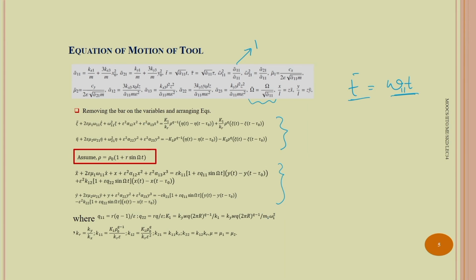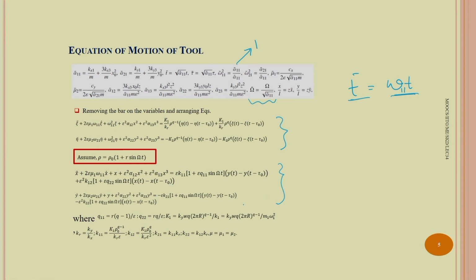So, these two equations you can check. Here we got omega 1 1 as we are writing in this form. x double dot plus 2 epsilon mu 1 omega 1 1 x dot plus x plus epsilon square alpha 1 2 x square plus epsilon square alpha 1 3 x cube equal to epsilon k 1 1 1 plus epsilon q 1 1 sin omega t into y t minus tau plus epsilon square k 1 2 1 plus epsilon q 2 2 sin omega t x t minus tau 0. Similarly, in the y direction, the equation can be written.